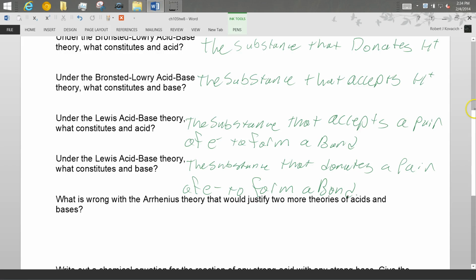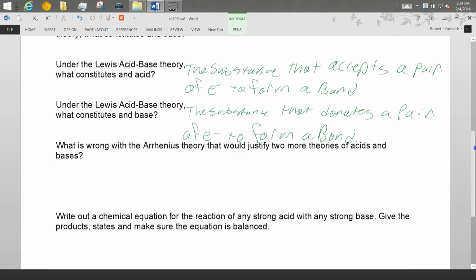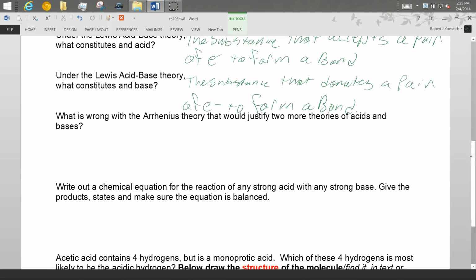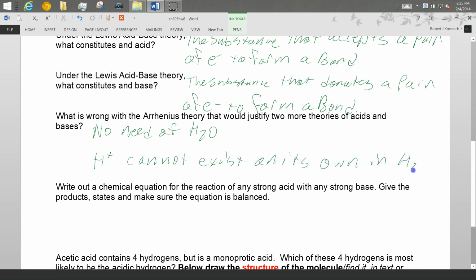What's wrong with the Arrhenius' theory that you need two more acid-base theories? No need of water and H plus cannot exist on its own in H2O.